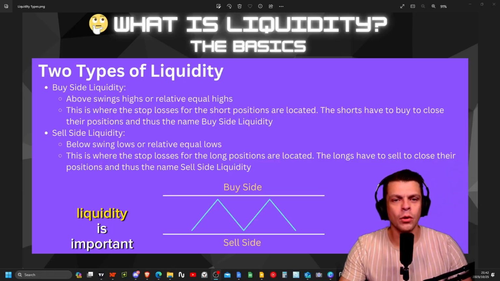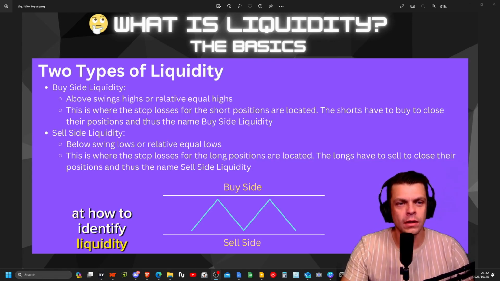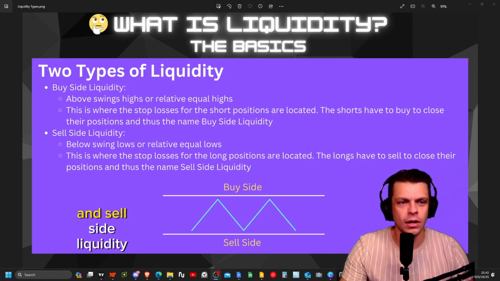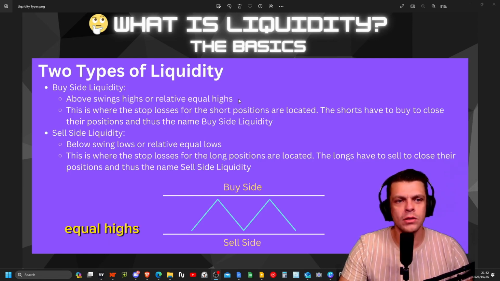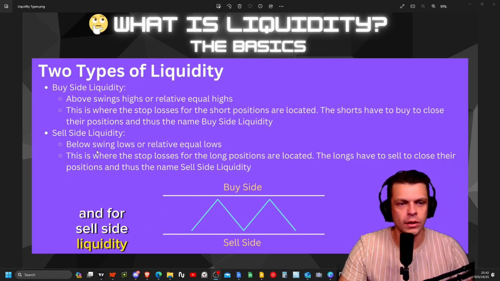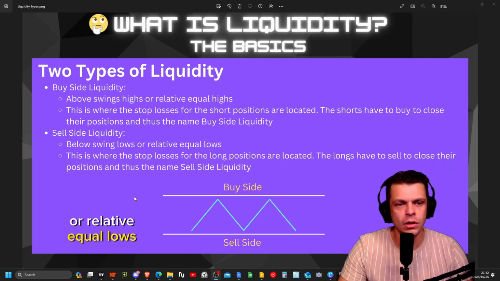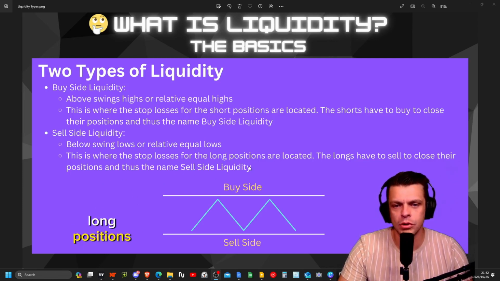Okay, now that we know liquidity is important, let's actually look at how to identify liquidity. There's two types of liquidity. You have buy side liquidity and sell side liquidity. The buy side liquidity is found above old swing highs or relative equal highs, and this is where retail traders will put their stop losses when they go short. And sell side liquidity is found below swing lows or relative equal lows, and that is basically where retail traders will put their stop losses for their long positions.